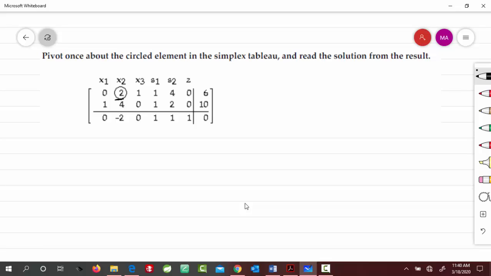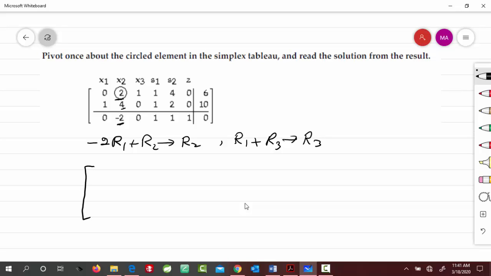Shifting means that you have to make zeros in this column. So you have to make this 4 as 0 and this negative 2 as 0. To do this, the operations we are performing are: multiply the first row by negative 2 and add it into row 2, so this would be our new row 2. And then to make zeros in the third row, simply add row 1 into it. So row 1 plus row 3 would be new row 3. You have to just perform these two operations.